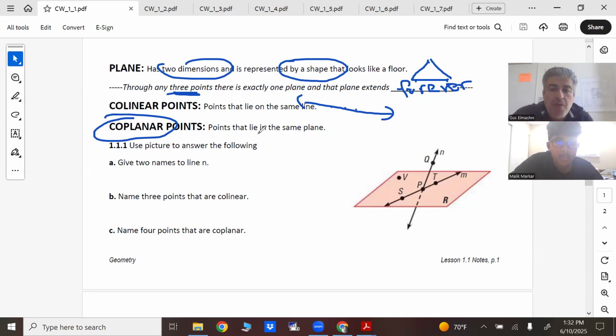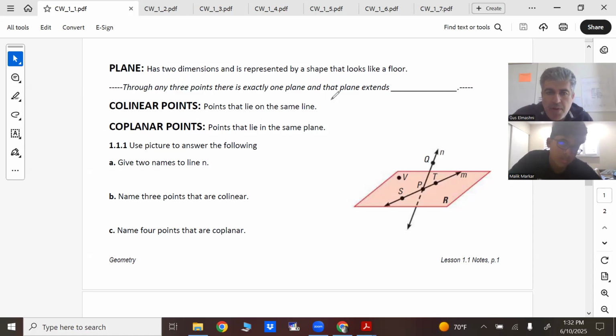Coplanar means all the points are along the same plane. So, for example, S and P are collinear because they're on the same line. But V, S, T don't all fall on the same line, but they're all on the same plane. Okay.